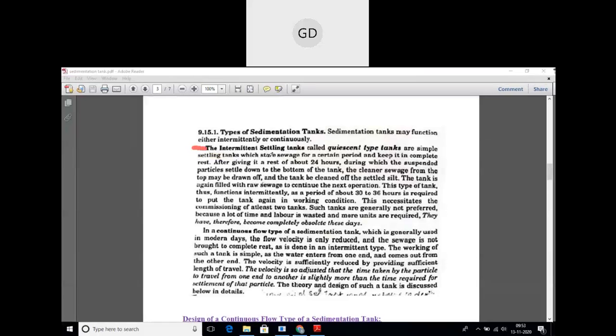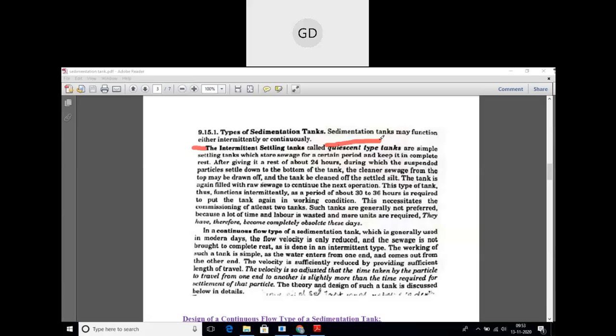the intermittent settling tanks are called quiescent type tanks. They are simple settling tanks which store sewage for a certain period and keep it in complete rest. So this tank stores the sewage for a certain period and keeps it in complete rest. After giving it a rest of about 24 hours, like I already told that in sedimentation we keep a detention period, during which the suspended particles settle down to the bottom of the tank.